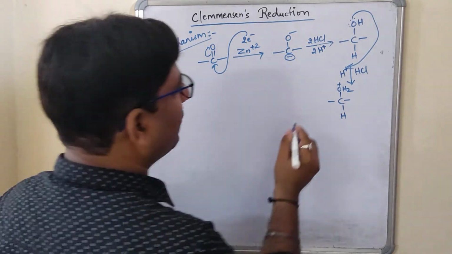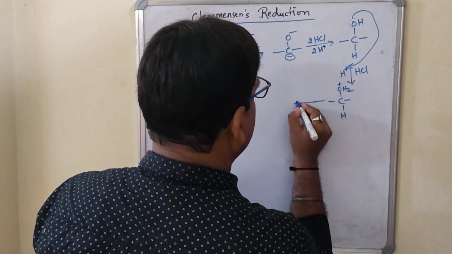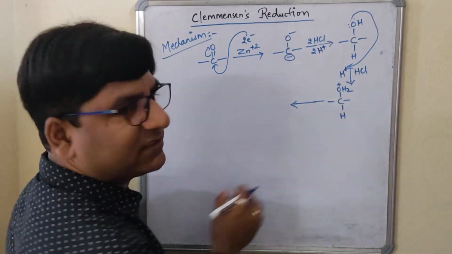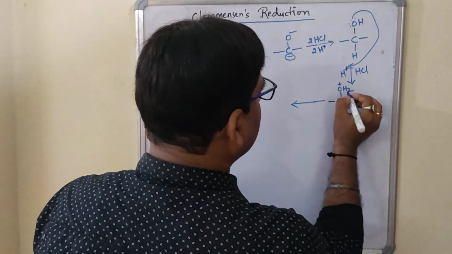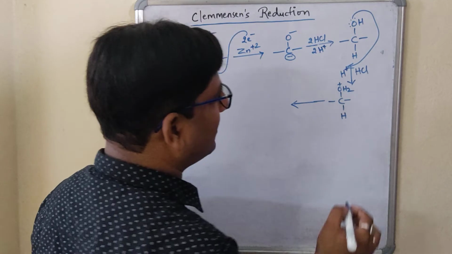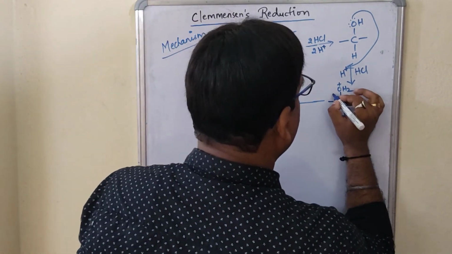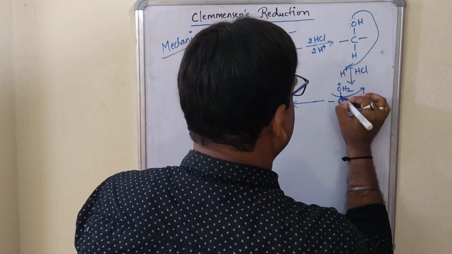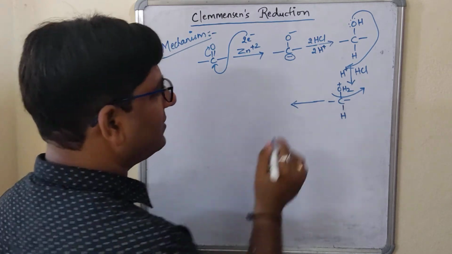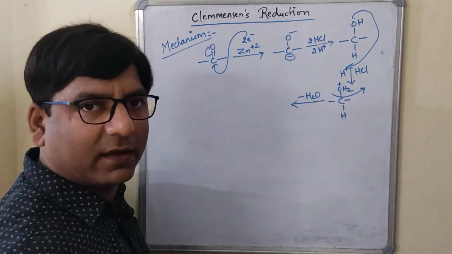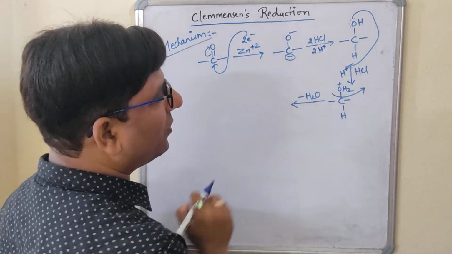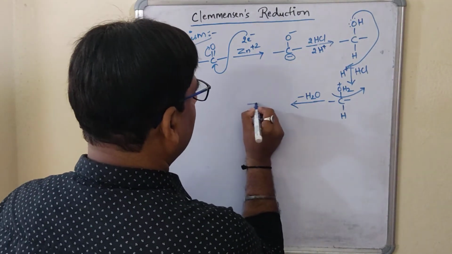Clear? Now whenever, students, you see a molecule like this, we have H2O, right? This OH2 plus acts as a good leaving group, and now it will be detached. Okay, meaning there will be a removal of H2O. Clear? Now when there is a removal of H2O, what will happen?